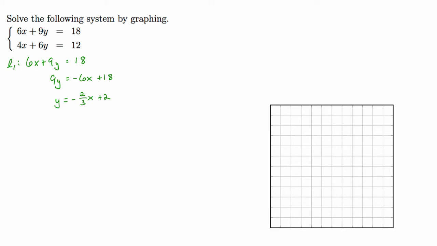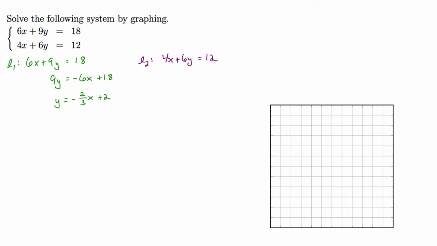Now while I could jump over to the graph and start graphing that immediately, I'm going to hold off to make sure I pick a scale and I center the graph where I want to center it so that it will work for both equations. So instead, I'll go over to line number 2 and label that L2, and I will take the second equation, 4x plus 6y equals 12. And we'll solve that equation for slope-intercept form as well.